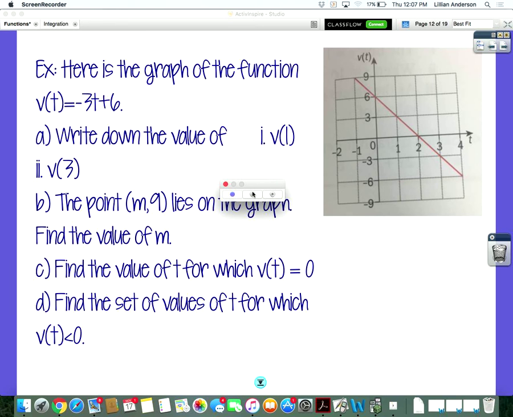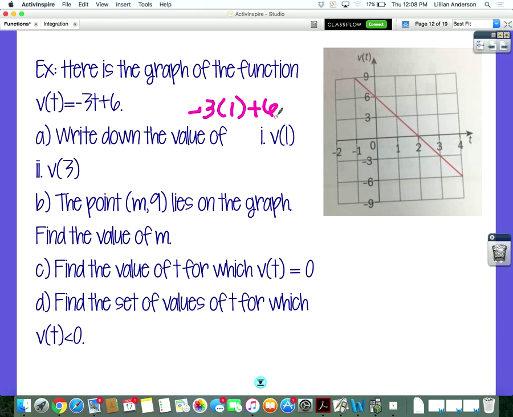So you have to write down the value of v of 1. You're given a graph that's v of t equals -3t plus 6. T is your what? What's another word for t? Like your x, your input, your independent variable. Then v of t is your y, or your output. So you need to do what? Plug in 1 for t.